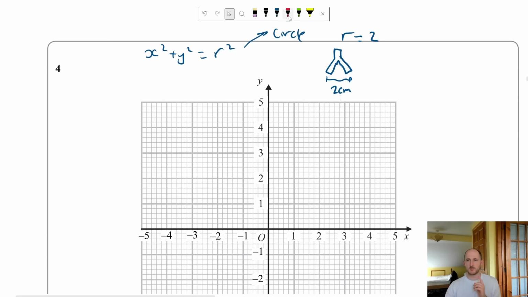Why did you get 2 marks? Because you get a mark for the correct radius, and the second mark for actually drawing a circle with the compass.